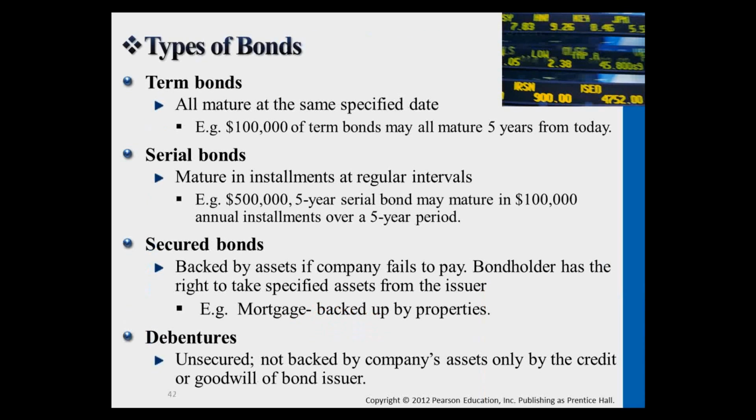Okay, now there are different categories of bonds. Of course, this is not the entire set of categories. There are many more than this. But the chapter introduced different types of bonds specifically based on the characteristics of its time period and also whether it's backed up by assets or not. So the first 2 categories are term bonds and serial bonds.